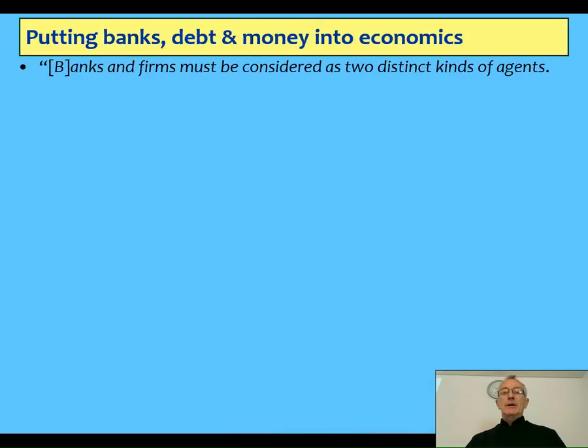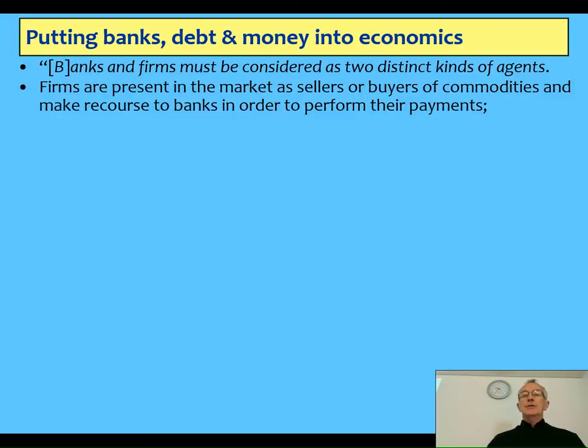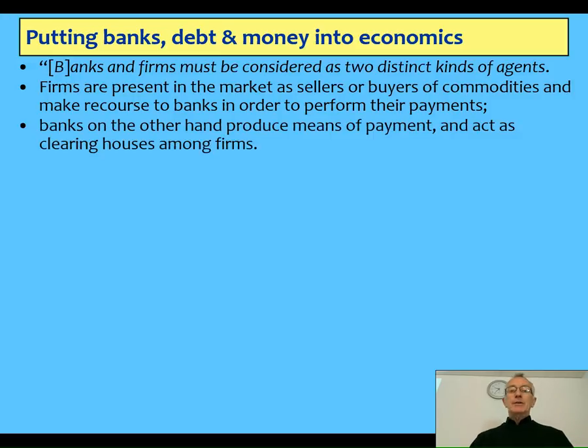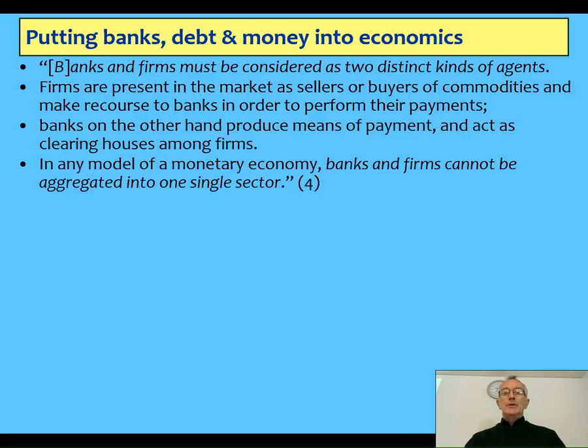So here's Graziani again. Banks and firms must be considered as two distinct kinds of agents. Firms are present as buyers and sellers of commodities, and they make recourse to banks to perform their payments. Banks, notice this, on the other hand, produce means of payment and act as clearinghouses among firms. Okay? Produce means of payment. And this is the whole idea of producing money and thereby producing demand. So he said, in any model of monetary economy, banks and firms cannot be aggregated into one single sector.